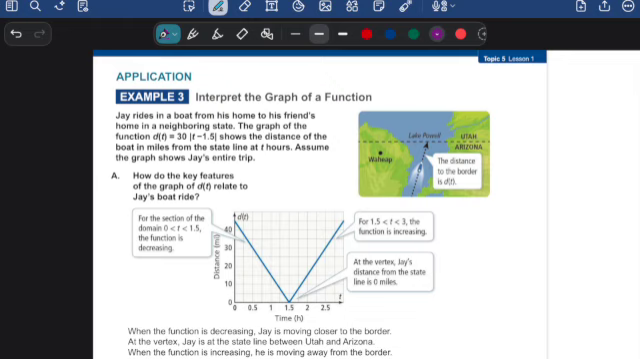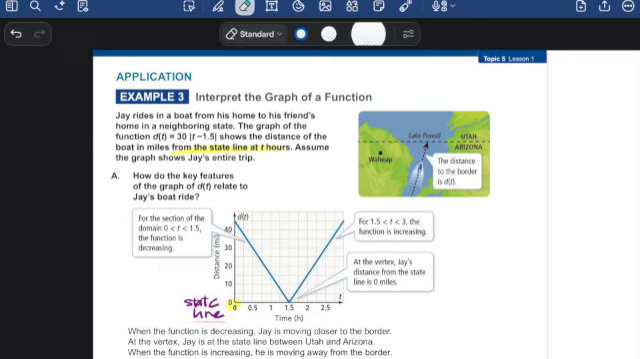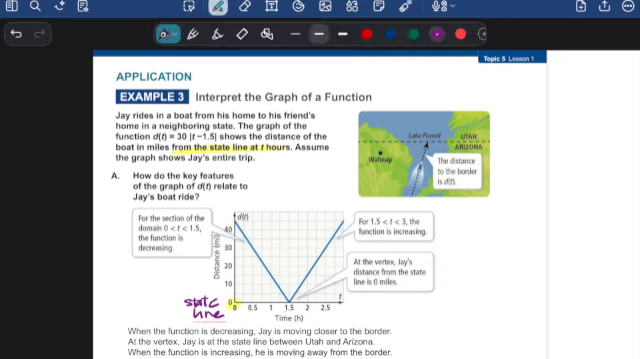Jay rides in a boat from his home to his friend's home in a neighboring state. The graph of the function d of t equals 30 times the absolute value of t minus 1.5 shows the distance of the boat from the state line. So that's important. We're going from the state line. Distance from the state line. So that means at 0, we are at the state line. We have 0 distance from the state line. And the output is measuring the distance from the state line, and then the input is measuring time in hours.